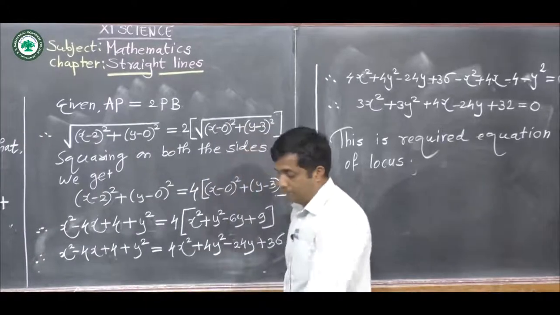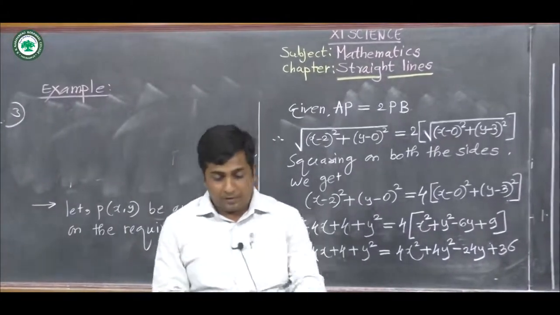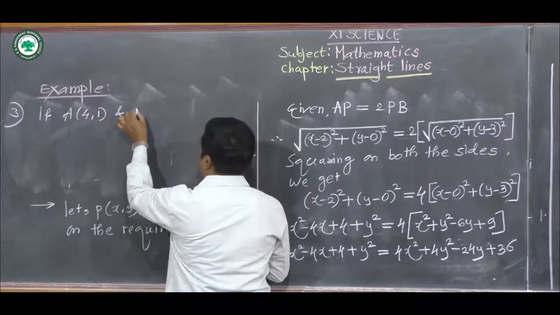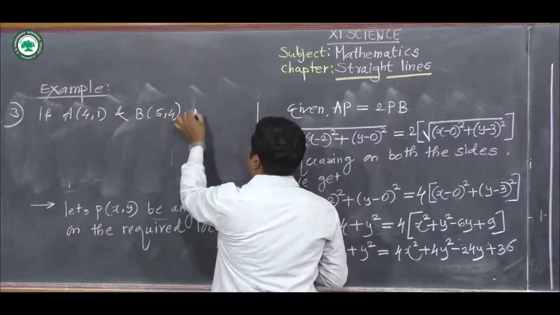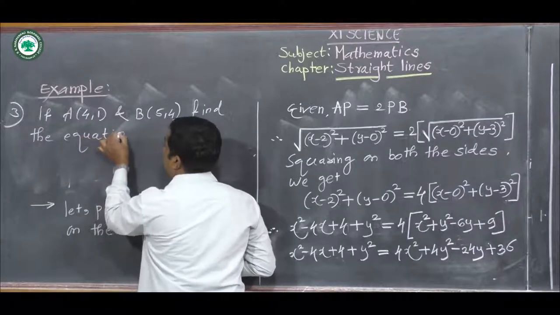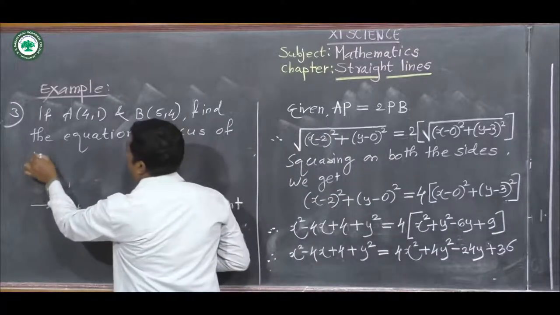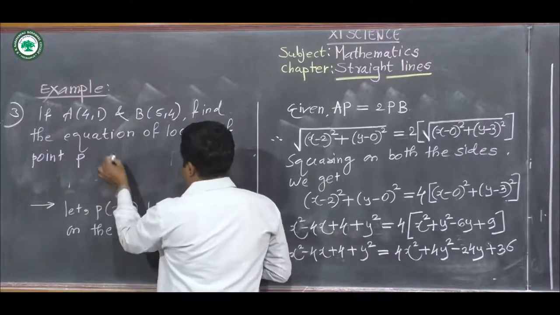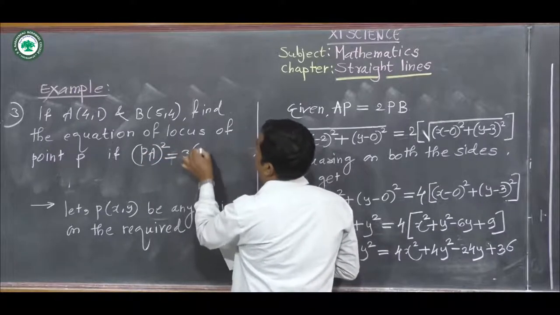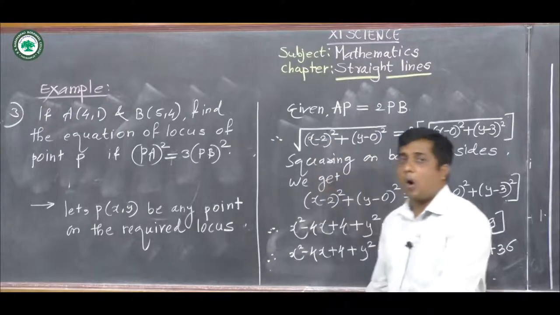Now we go with the third example. Here in the third, given A(4, 1) and B(5, 4), find the equation of the locus of point P if given PA square is equal to 3 PB square. Again, by using the distance formula we find the equation of the locus.